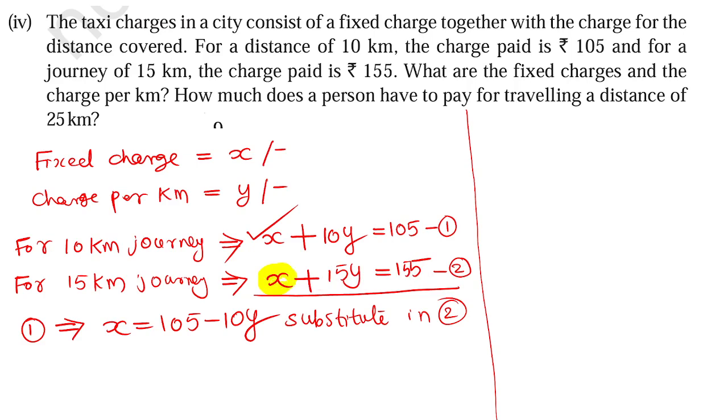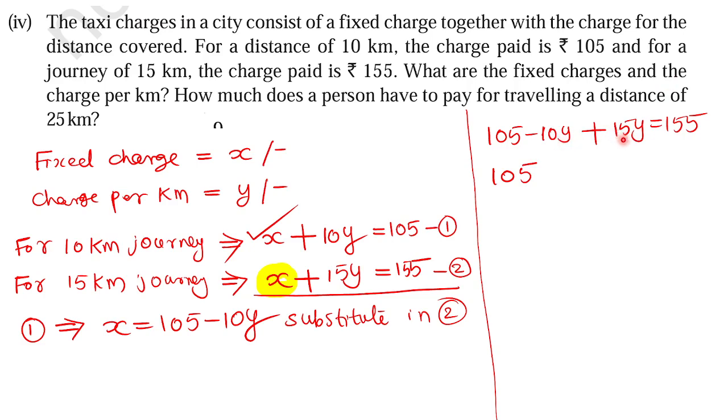What is x here? In the second equation, what is x? X is 105 minus 10y. So I am going to replace x by 105 minus 10y. So x is replaced by 105 minus 10y, plus 15y is there, equal to 155. So this is 105 minus 10y plus 15y.